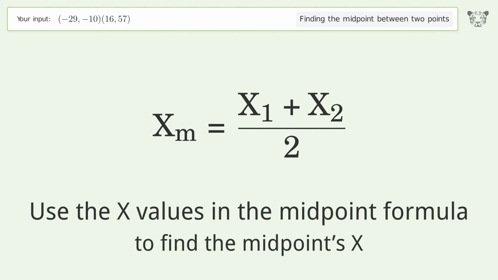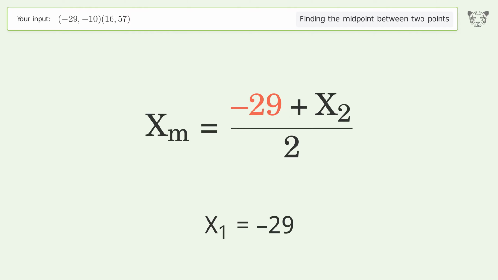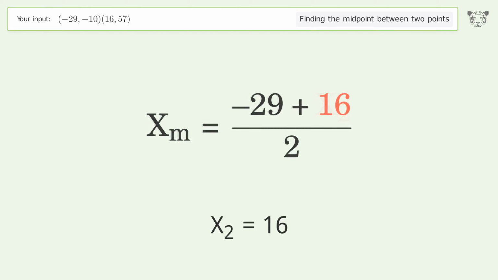Use the x values in the midpoint formula to find the midpoint's x. x1 equals negative 29. x2 equals 16. Simplify the arithmetic.